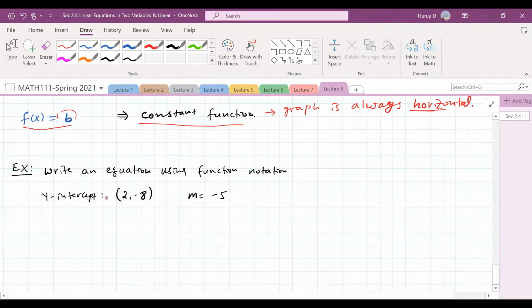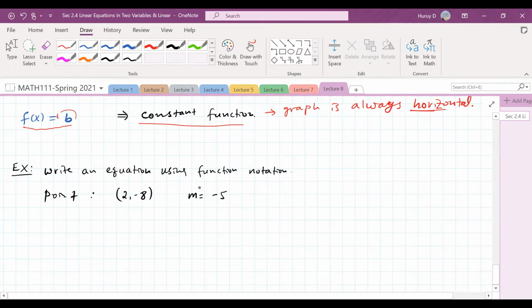So here we have a point. Well, this is not the y-intercept. This is just a point. So the line passes through this point, and the slope is given by this one. Okay.